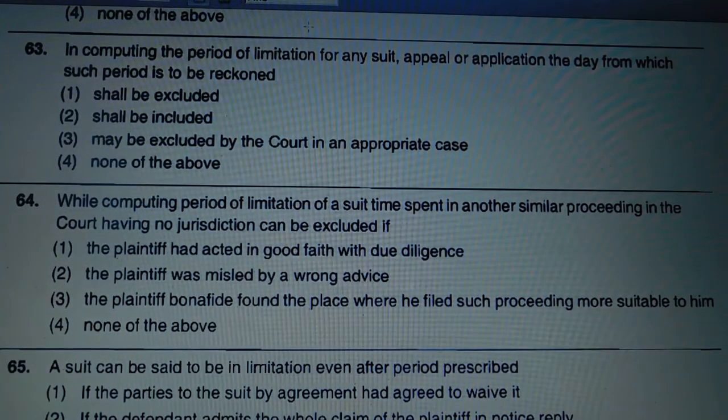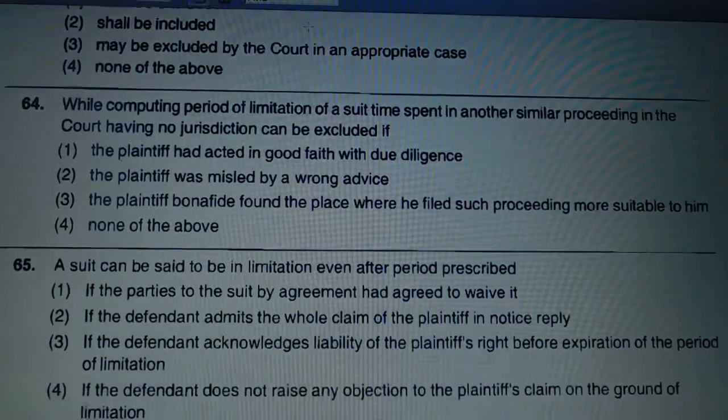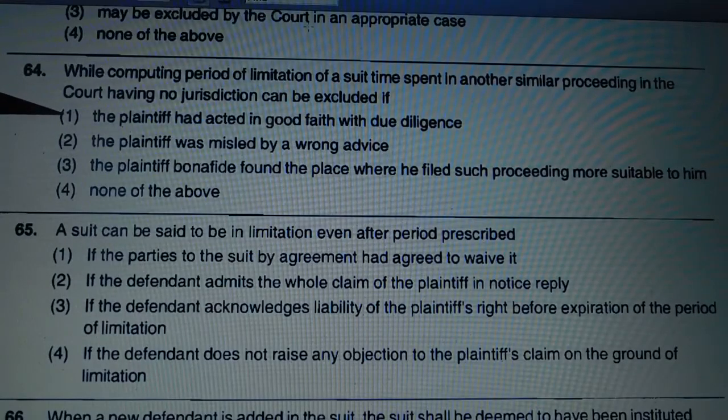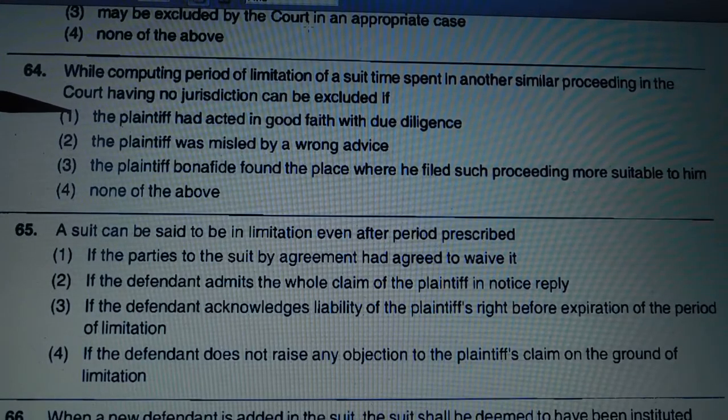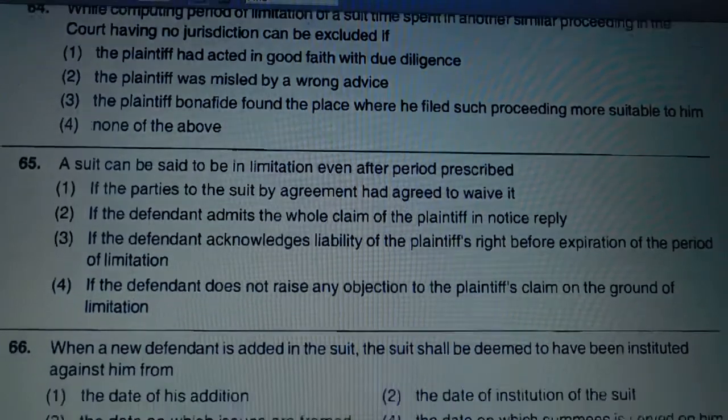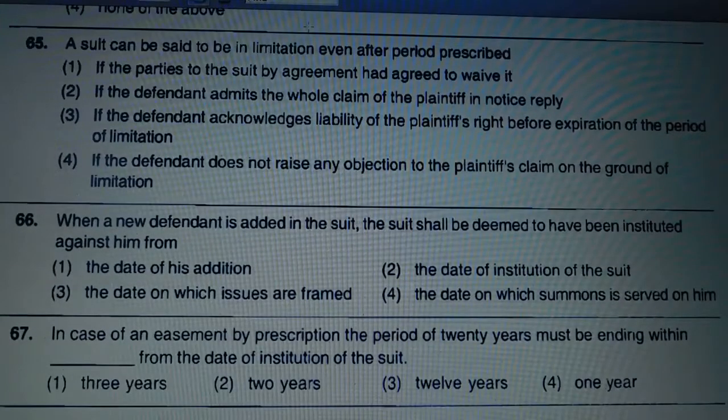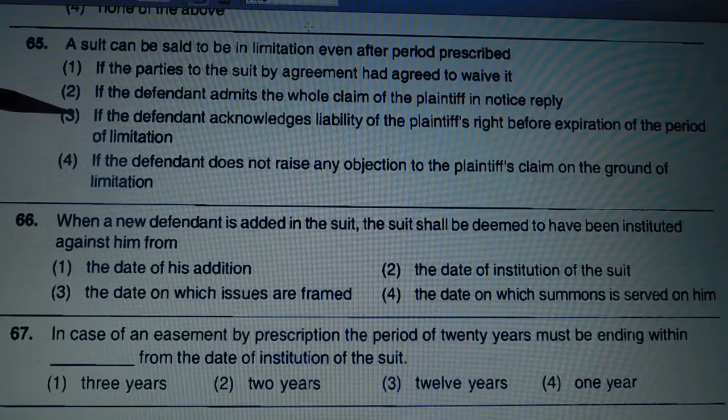Question number 64. While computing the period of limitation of a suit, time spent in another similar proceeding in the court having no jurisdiction can be excluded if the answer is the plaintiff had acted in good faith with due diligence. Question number 65. A suit can be said to be in limitation even after period prescribed. The answer is if the defendant acknowledges liability of the plaintiff's right before expiration of the period of limitation.